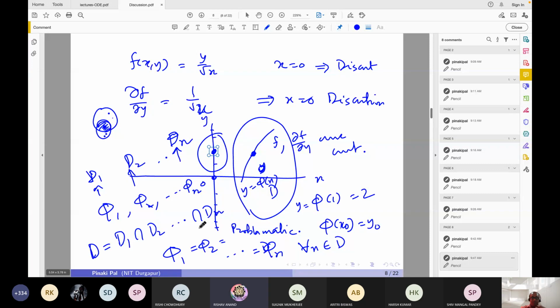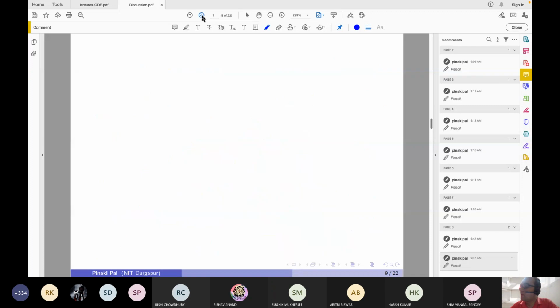Picard's theorem. So phi can be same also? Phi can be same, but not necessarily. Picard's theorem cannot guarantee that. The only thing is that at this point, the value of all the functions should be same. Yes, sir, that is confirmed. Anything else we cannot say.